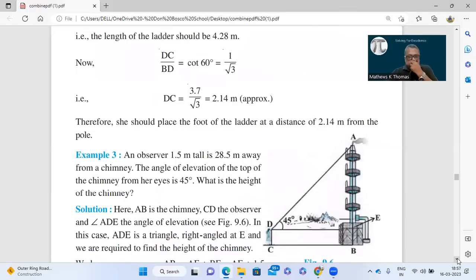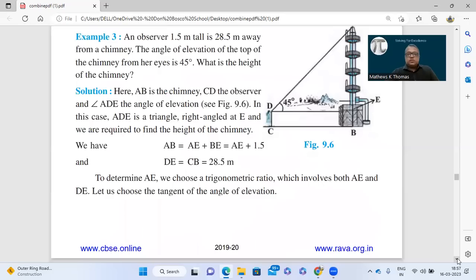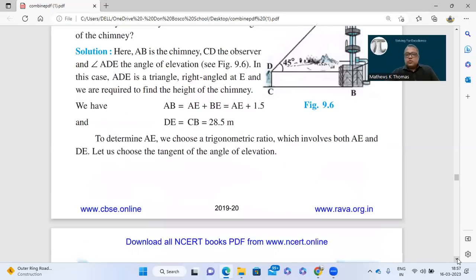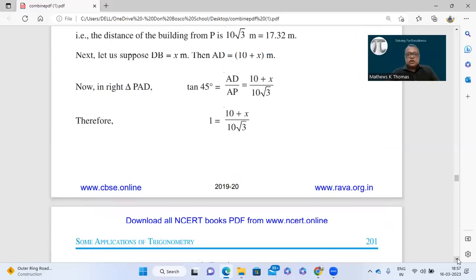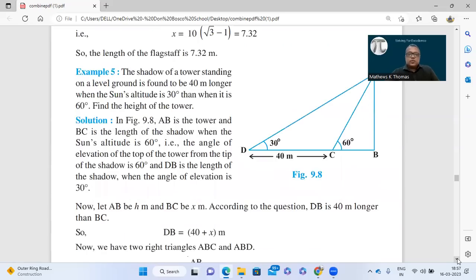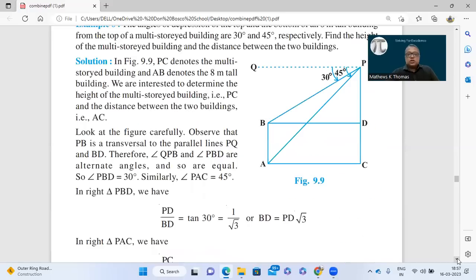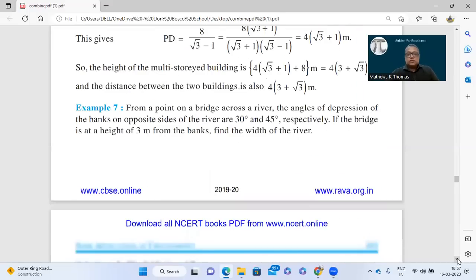In heights and distances, again, you may get one question, and this is going to be only questions based on 30 degrees, 45, and 60 degrees. Kindly go through all the solved examples because there's only one exercise here. So please go through all the solved examples of this.